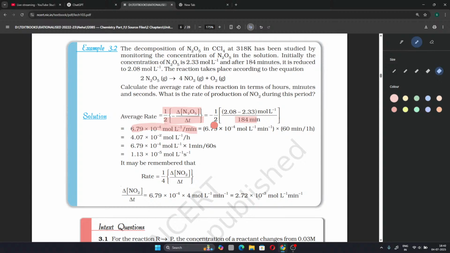But in case of hours, if we want, we multiply it by 60. Minute is 1 by 60th of an hour, so we multiply it by 60 actually, yeah. Then we will get 4.07 into 10 power minus 2 mole per liter per hour.